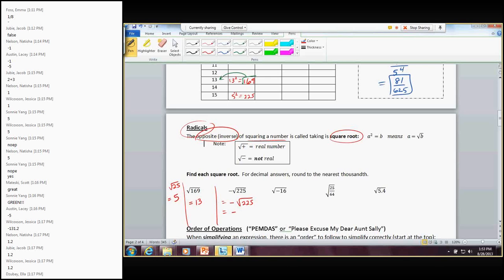Is it 15? So the square root of 225 is 15. So this is negative 15. But look at the difference. The negative is on the inside of the third problem or fourth problem.